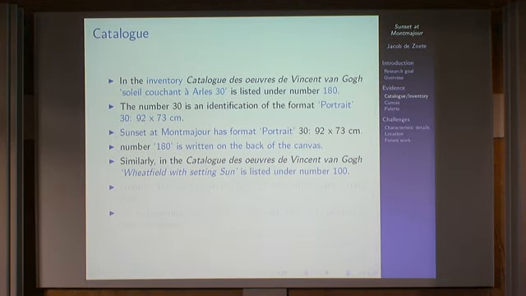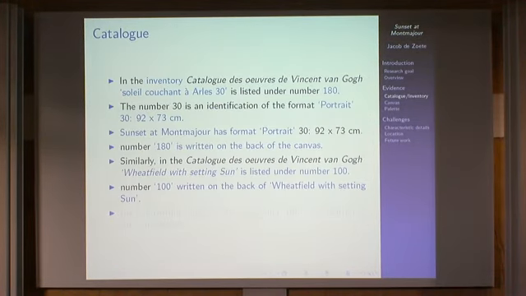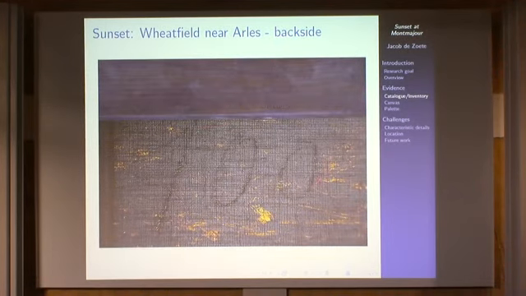And similarly, the argument goes in the article that the inventory catalog reserved for the Vincent van Gogh painting called Wheatfield with Setting Sun lists it under number 100, which is this painting, and the number 100 is written on the back of Wheatfield with Setting Sun, as you can see here.